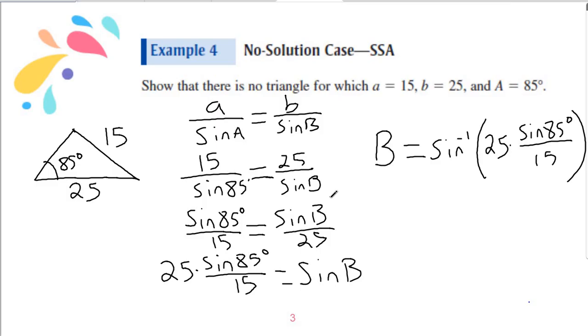And so basically what it's saying is that this just doesn't work. This side length is not big enough for me to get an angle that's going to work there. So this is no solution. At that point, we can just say there is no solution.